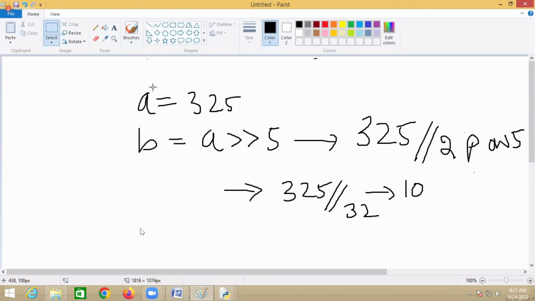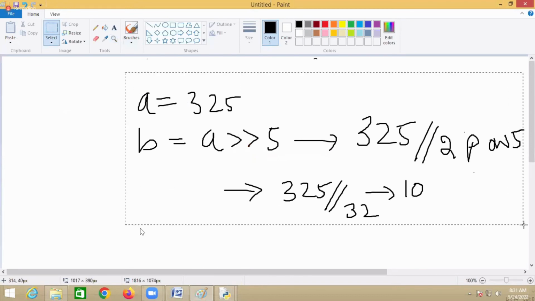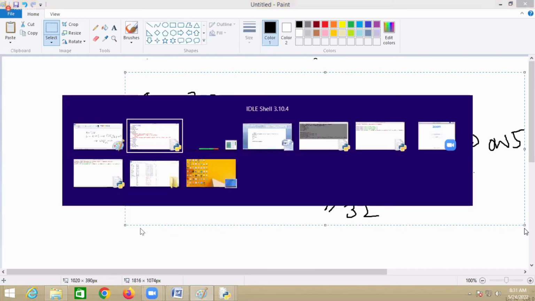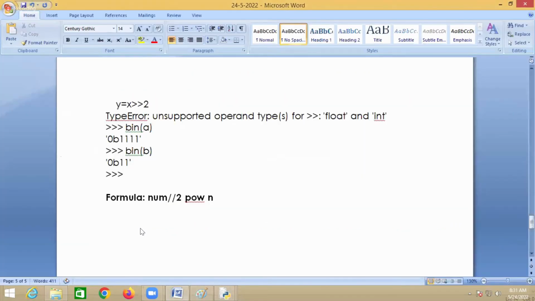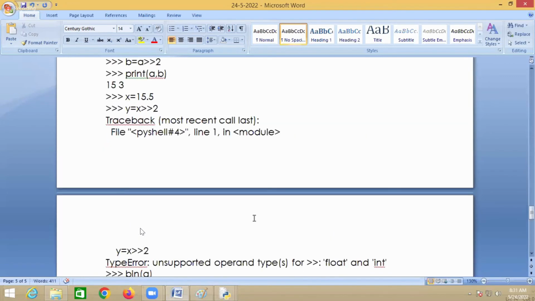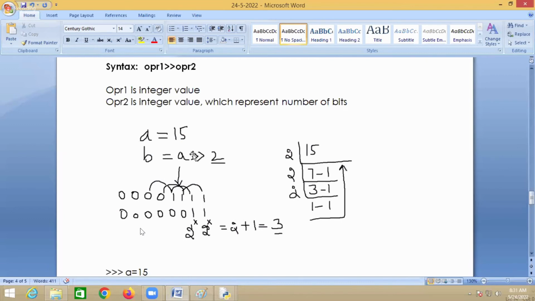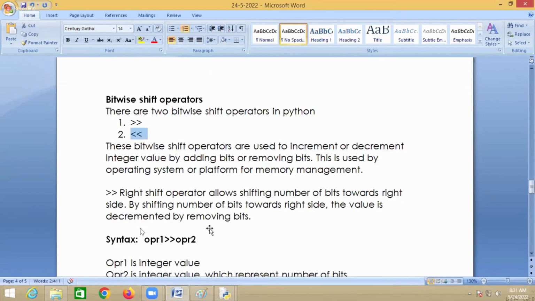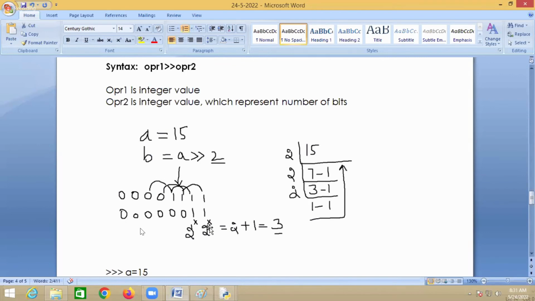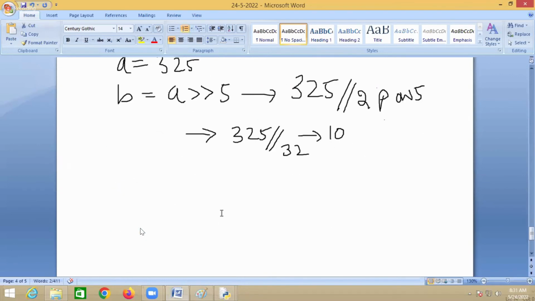The value can be either negative or positive. It can be anything, but just try to apply this particular formula. This is shifting the number of bits towards the right side. But there is one more shift operator, and what is that? Left shift.